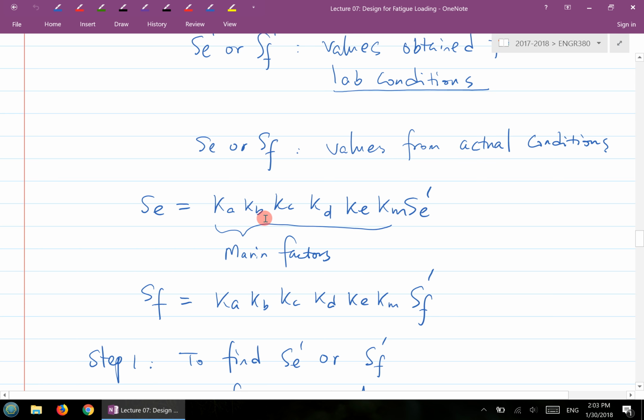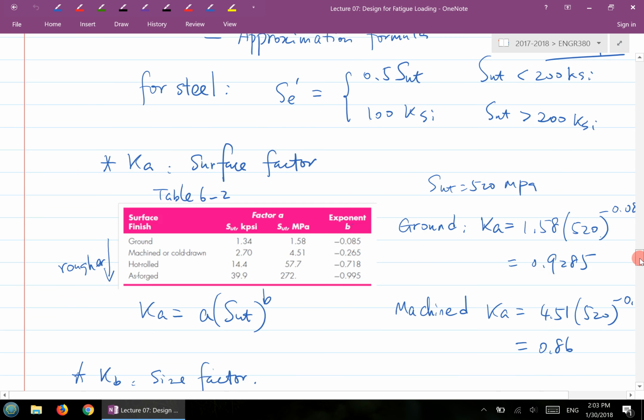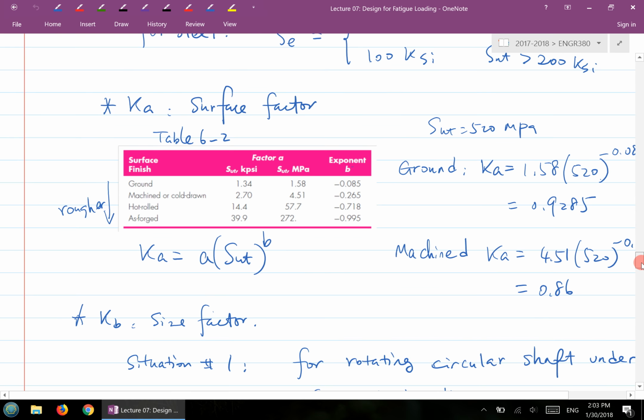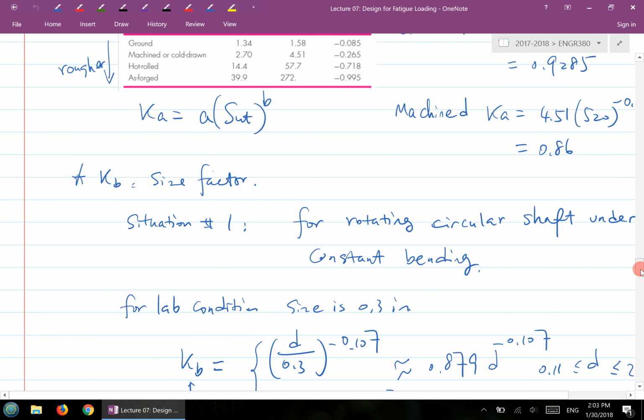Each one of the factors corresponds to one condition, and Ka here corresponds to the surface factor. If the surface becomes rougher, how do we calculate Ka? This is the formula for Ka. The rougher the surface is, the smaller the value of Ka would be. Kb is a size factor, and this is where we stopped.